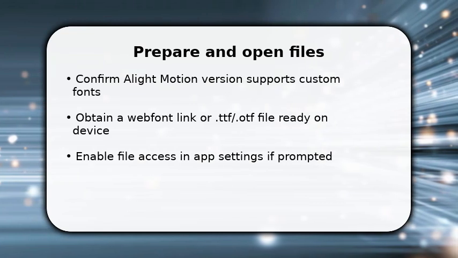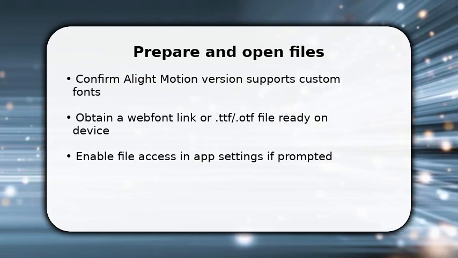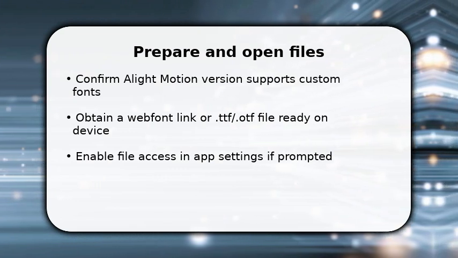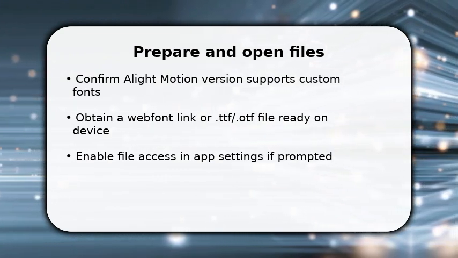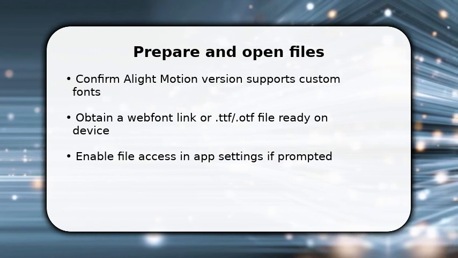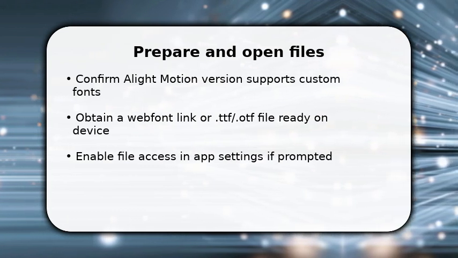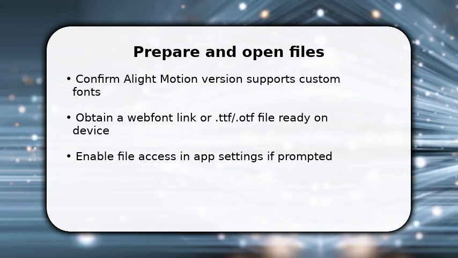You start by making sure Alight Motion supports custom fonts on your device and that you have the font link or font file accessible. Tap to open the project and the text layer where you want the font. Once done, switch to the Export/Import or Font section inside the app. This is where you will add the font resource.